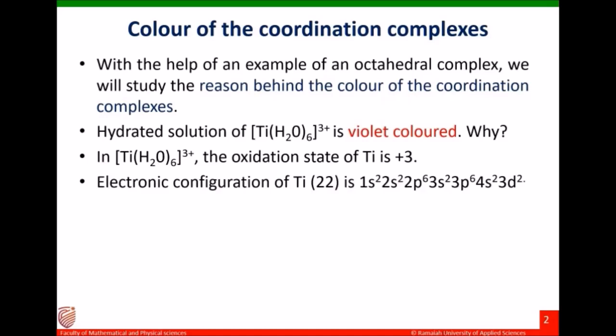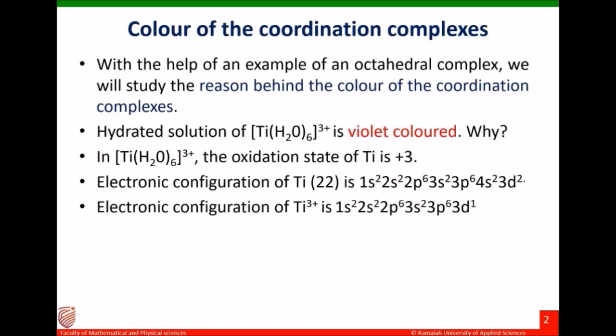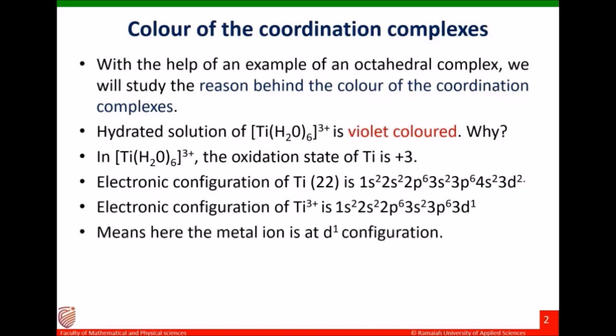The electronic configuration of titanium is 1s2, 2s2, 2p6, 3s2, 3p6, 4s2, 3d2. Electronic configuration of titanium 3+: here 2 electrons will be removed from the 4s orbital and 1 electron will be removed from the 3d orbital. So the final electronic configuration for Ti3+ is 1s2, 2s2, 2p6, 3s2, 3p6, 3d1. That means here the metal ion is at a d1 configuration. Why is it known as d1 configuration? Because only 1 electron is present in its outermost d orbitals.